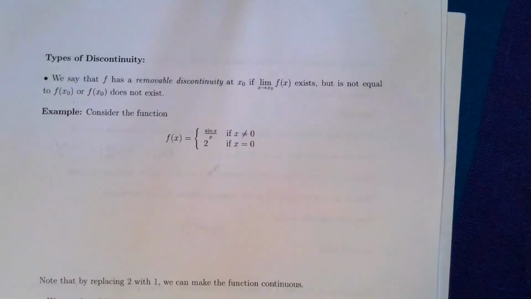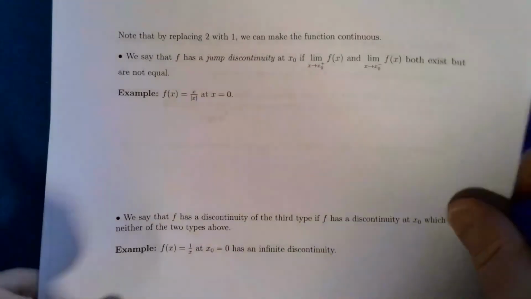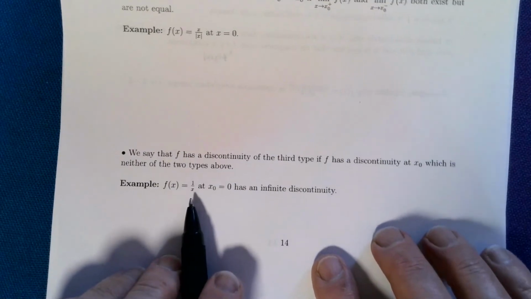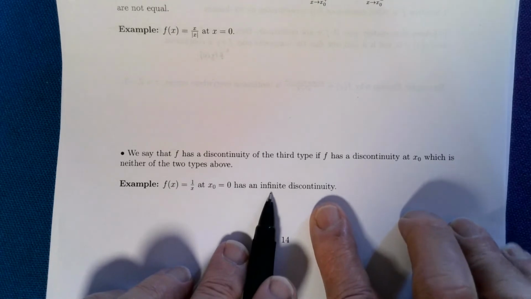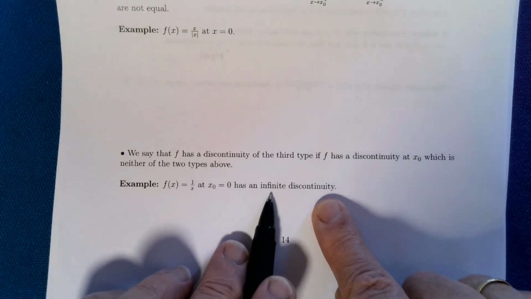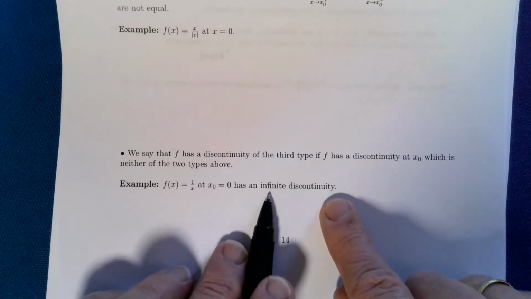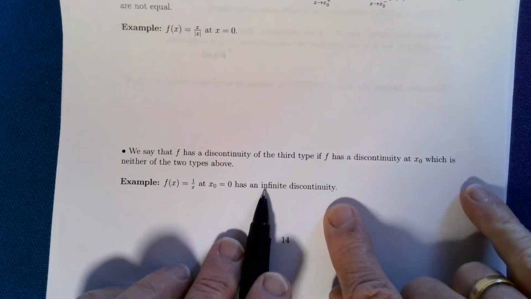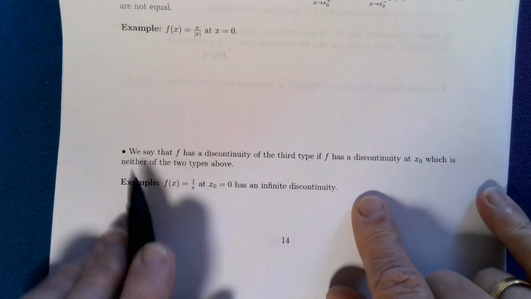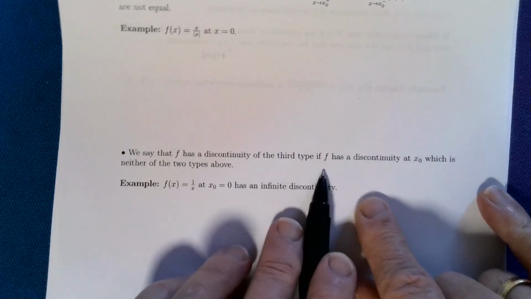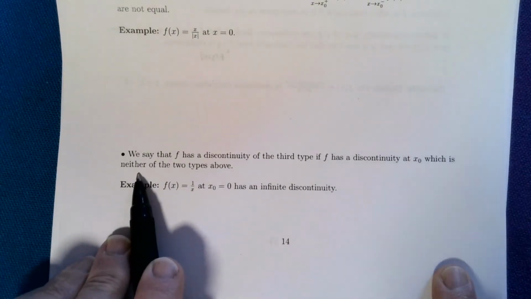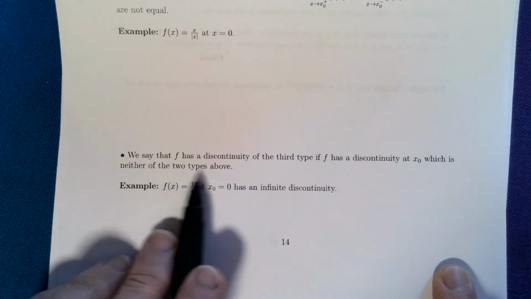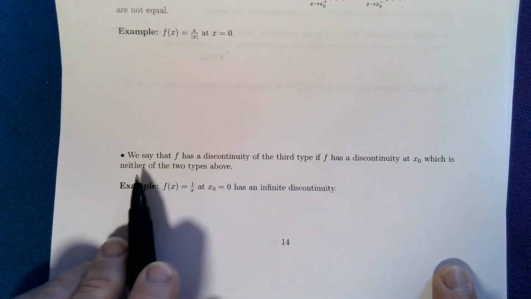Other examples of this would be something like, for example, f of x is 1 over x. At x naught equals 0, this has an infinite discontinuity. So this is neither a jump nor is it removable. So this is sort of a third kind, if you like. So we say that f has a discontinuity of the third type if it has a discontinuity at x which is neither of the above two.